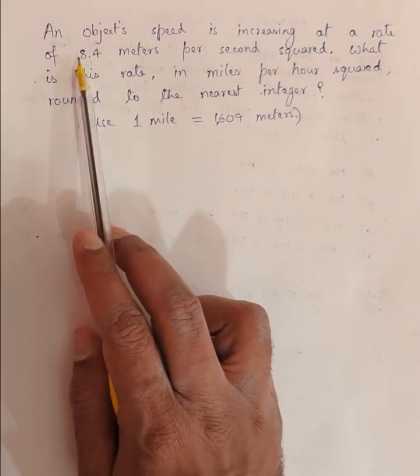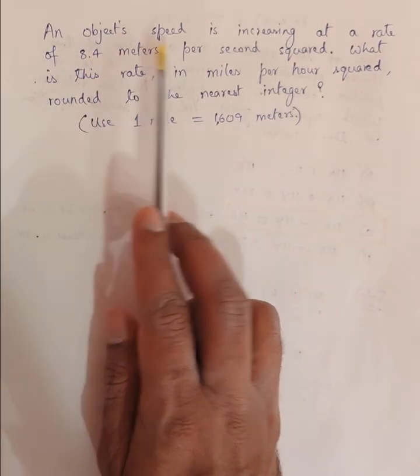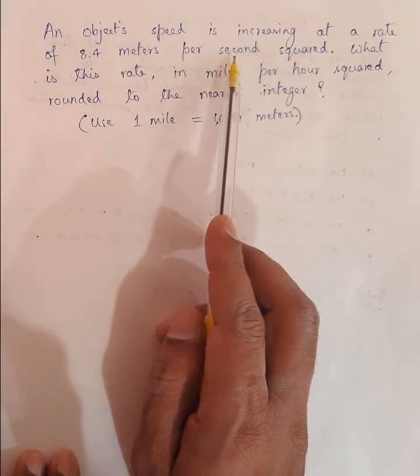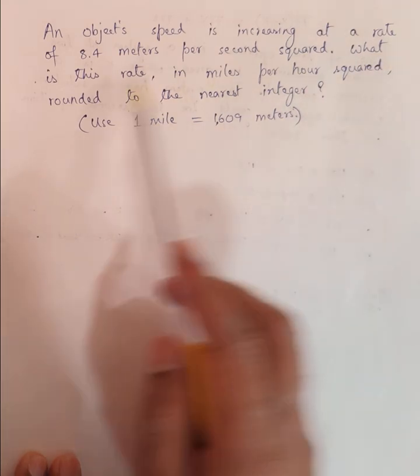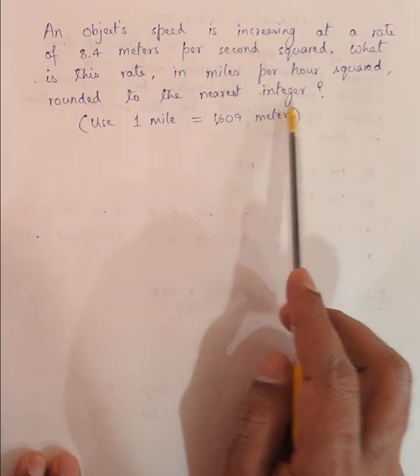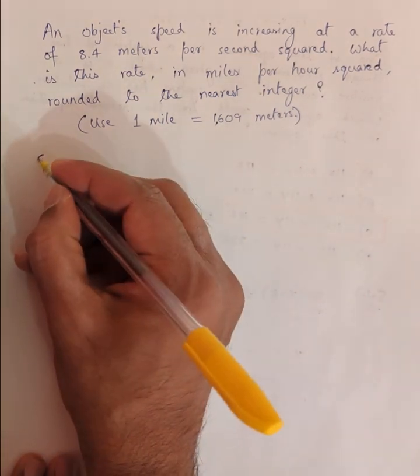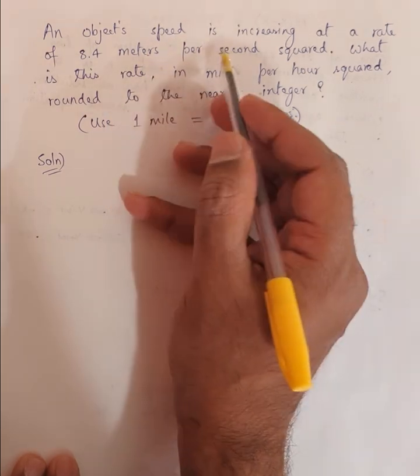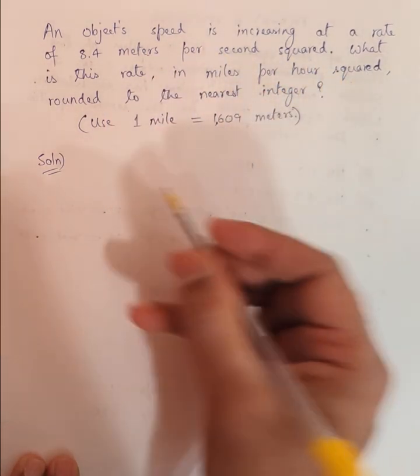This problem has a lot of words. Let's read it. An object speed is increasing at a rate of 8.4 meters per second squared. What is this rate in miles per hour squared rounded to the nearest integer? So all we have to do is convert the units from meters per second squared to miles per hour squared.